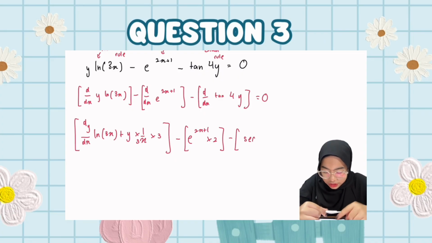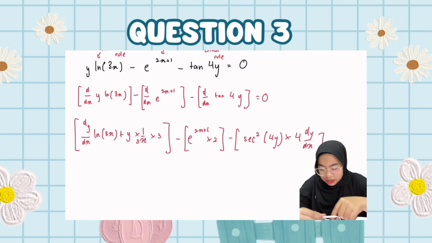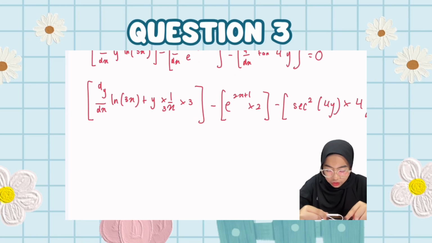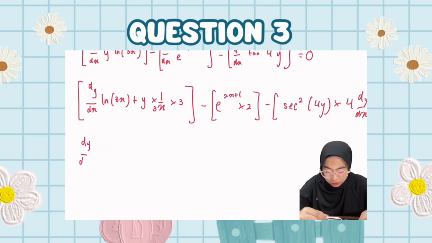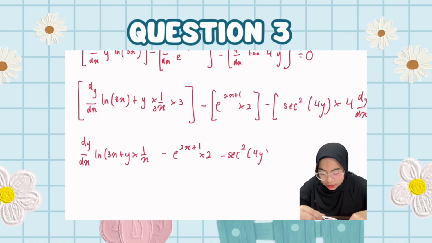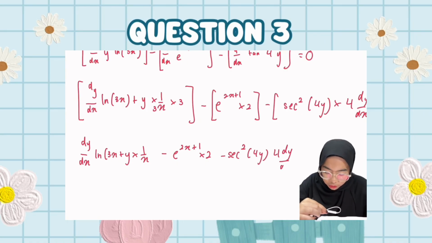Alright, for the chain rule, we must change the tan to sec power 2, and after that copy the 4y, and we must multiply it with 4 dy dx. Where did we get the 4 dy dx? We differentiate the 4y, and y becomes dy dx. So here we got the 4 dy dx. And then we must set it equal to 0. Please do not leave out the equal 0. And after that, we must open every bracket like this. Make sure the operation does not change. Double check the operation.